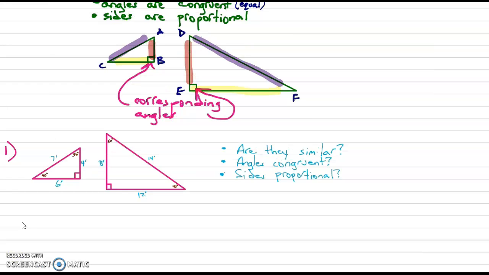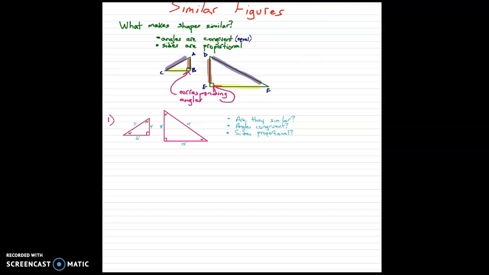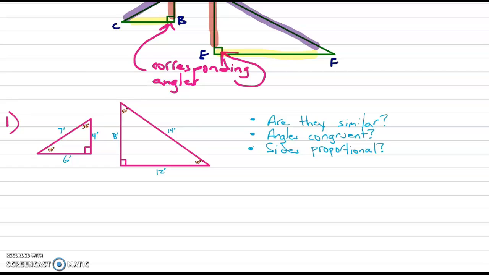Alright, so I drew two triangles here, and I wrote down three questions. The three questions are: are they similar? Are the angles congruent? Are the sides proportional? So go ahead and get these drawn. The smaller triangle has sides of 4, 6, and 7. A 90-degree angle, a 50-degree angle, and a 40-degree angle. The larger triangle has sides of 8, 12, and 14. A 90-degree angle, a 50-degree angle, and a 40-degree angle. We're going to answer all three of those questions. So get that drawn and then let's talk about it.